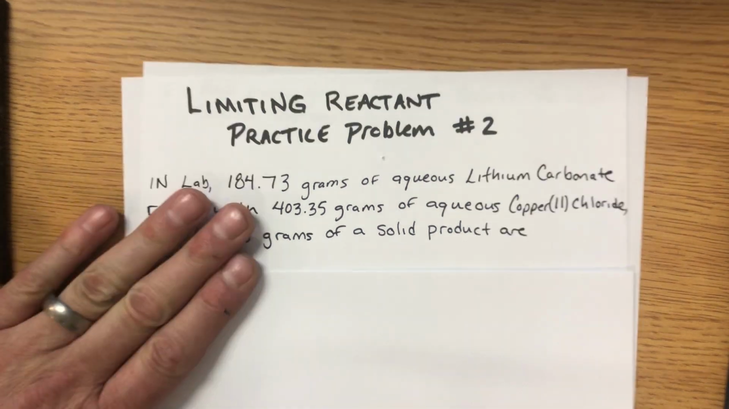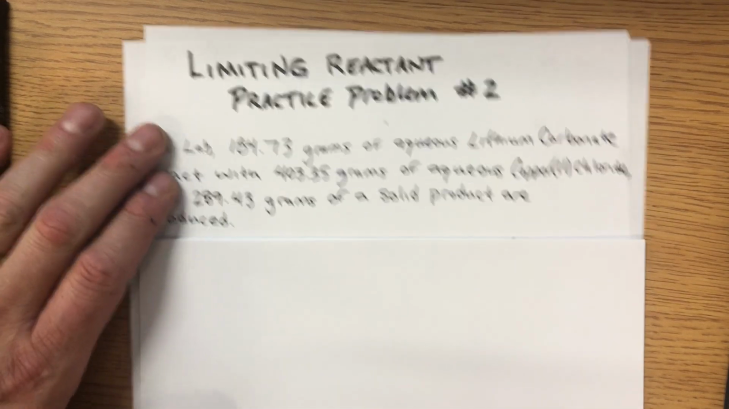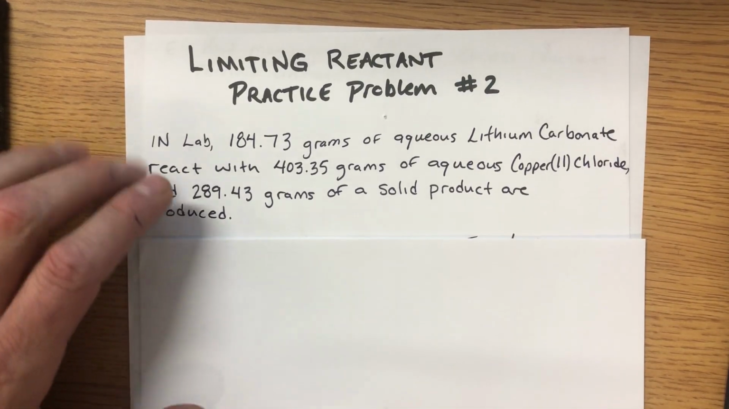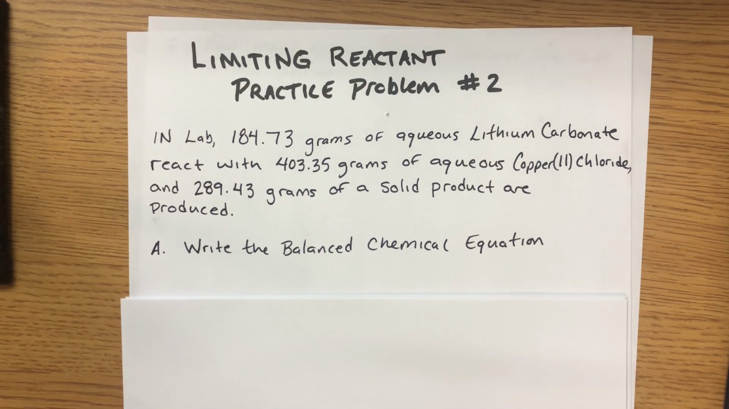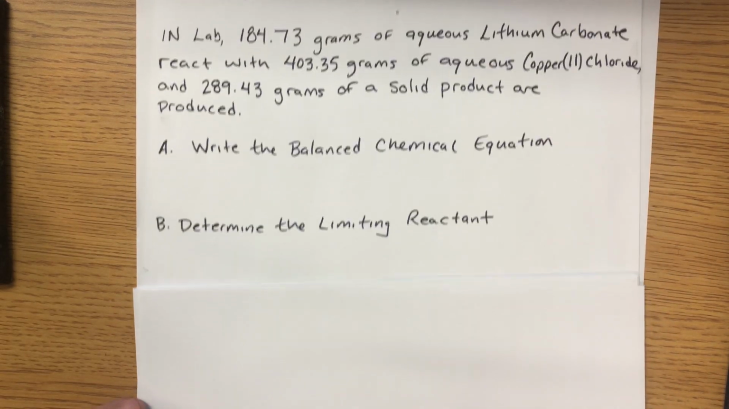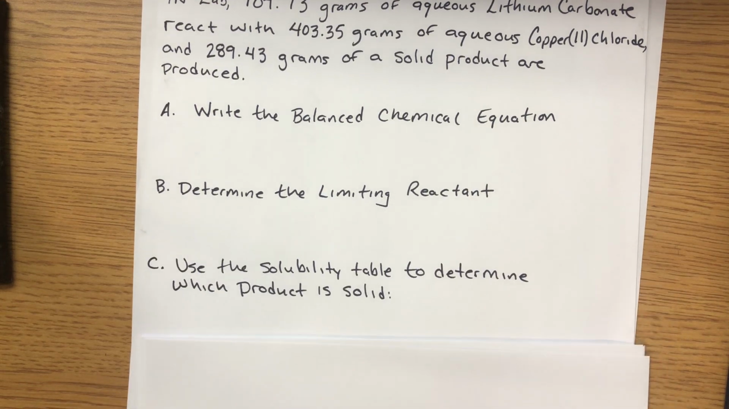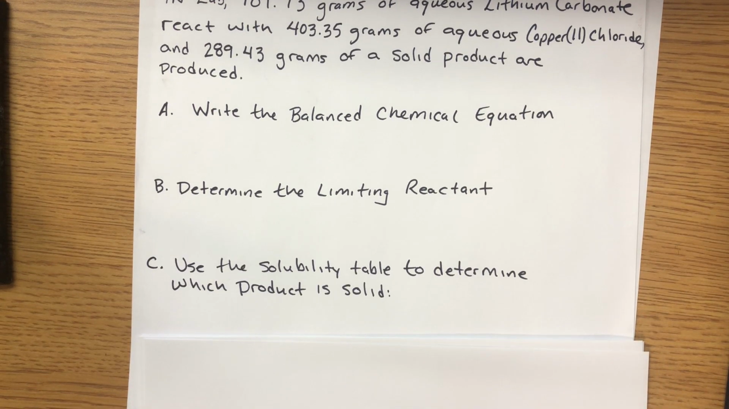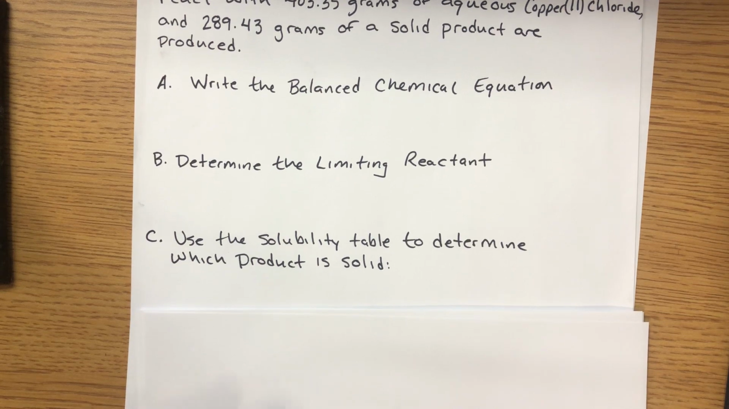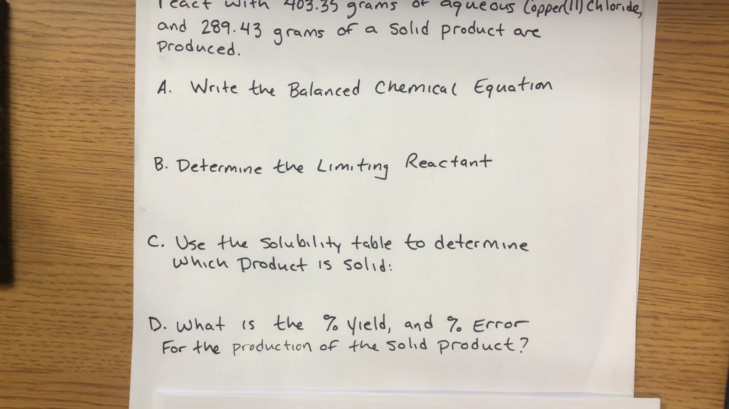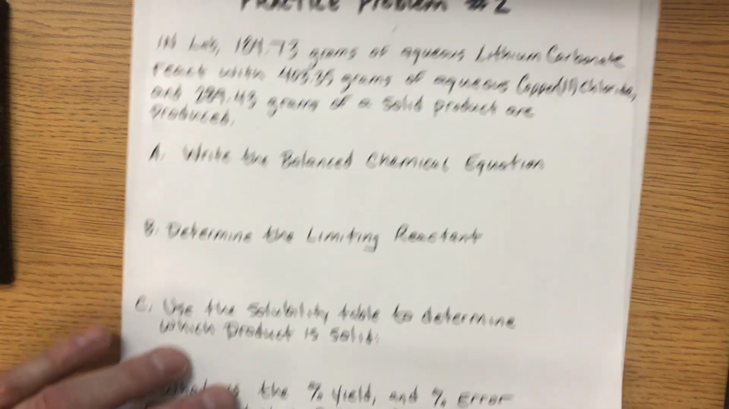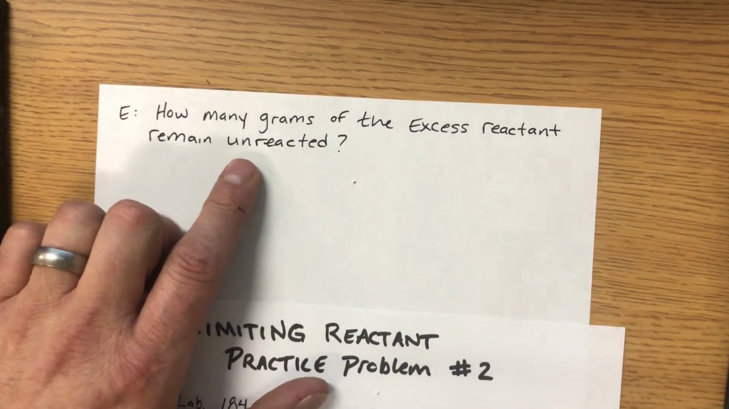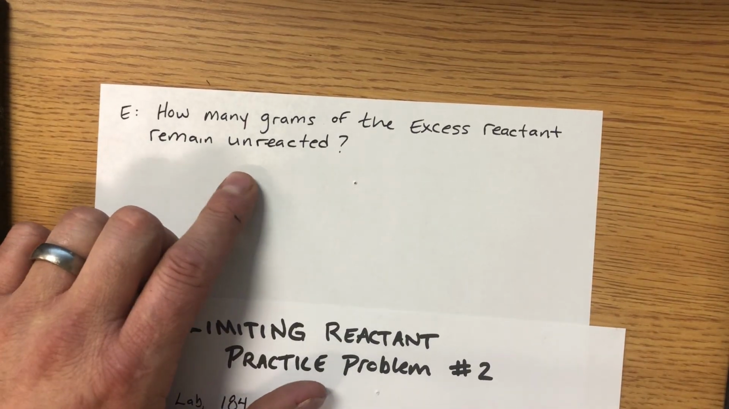And so that's the situation, and let's look at the types of questions you have to answer in this problem, okay? The first one is always going to be the balanced equation. Then we're going to determine the limiting reactant. We're going to use the solubility table to determine which of those products that gets produced is the solid, and then we're going to calculate the percent yield and percent error for the production of that, and then finally we're going to see how much of the excess reactant remains unreacted.